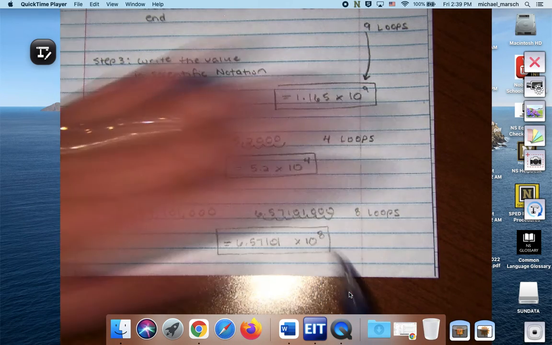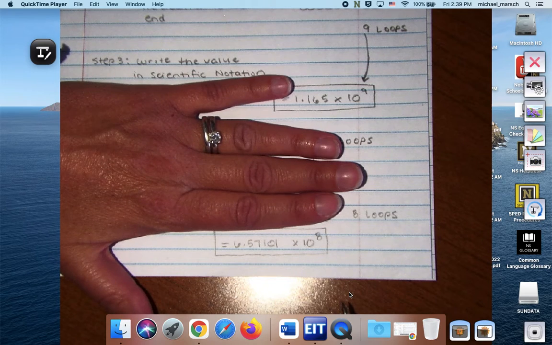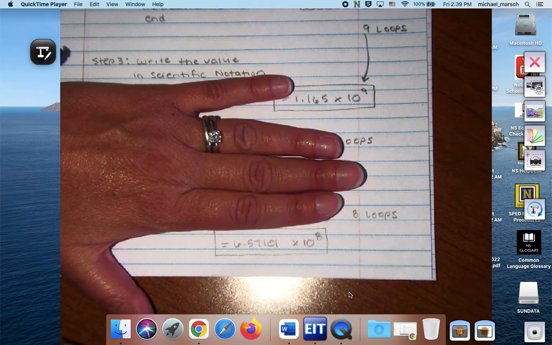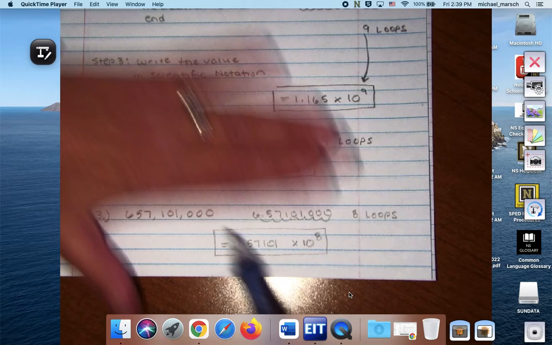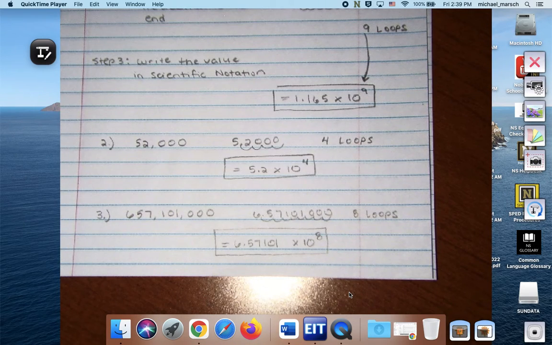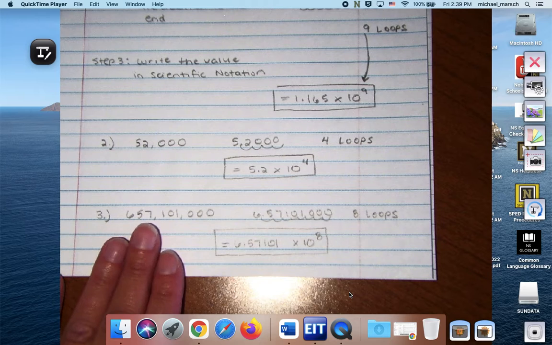So if I was to just have this, then I could go back to yesterday's notes, and I should be able to recreate this number in standard form. Right? In theory, you should never miss a scientific notation problem. Because if you did it right, you should be able to recreate the number you started with.